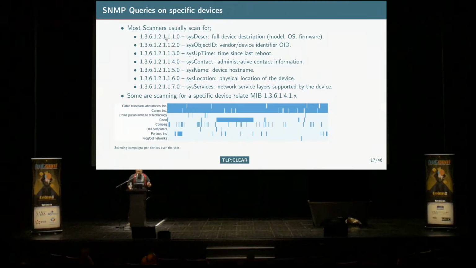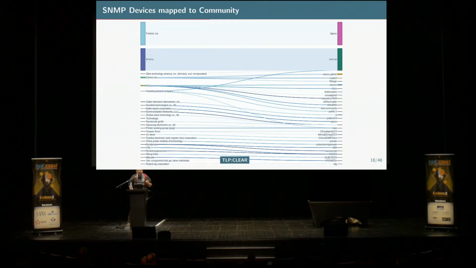But sometimes, it's not the majority, but sometimes you have the usage of a specific MIB, so information about a specific vendor. In this case, you may see some interesting patterns. You have some cable television devices scanned every day. But when you have a CVE on Cisco, you have some people looking for SNMP in Cisco. That's interesting. And you may also, in this case, map on one side the device, on the other side what people are trying to use.